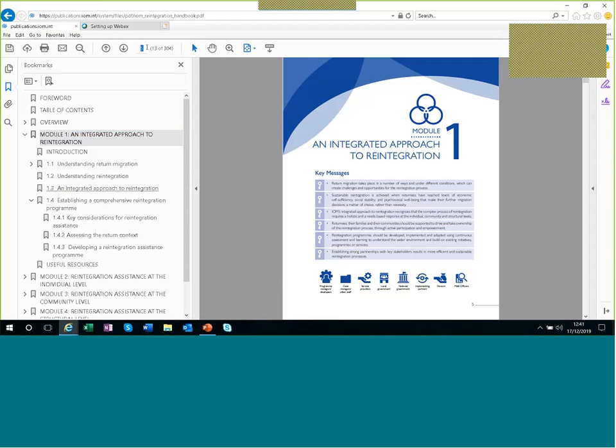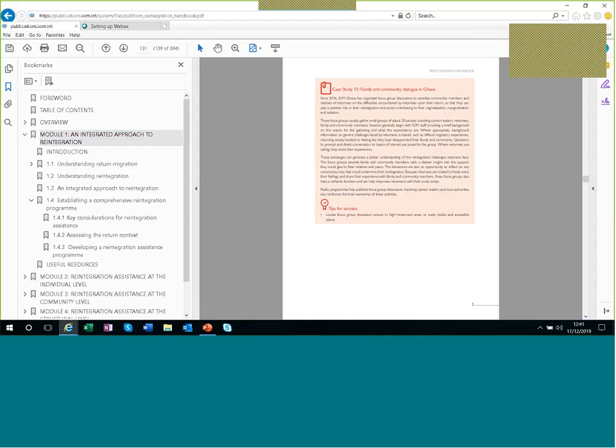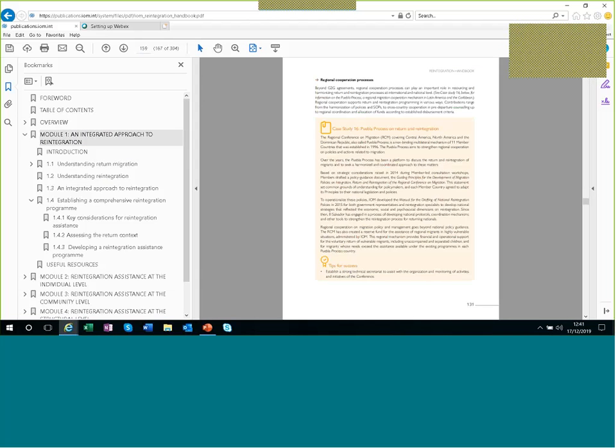We also have, as I mentioned, different case studies throughout the handbook that illustrate what has been explained and described in the main sections. So for example, this one is on family and community dialogue in Ghana. We have one on the Puebla process, on return and reintegration, for example.